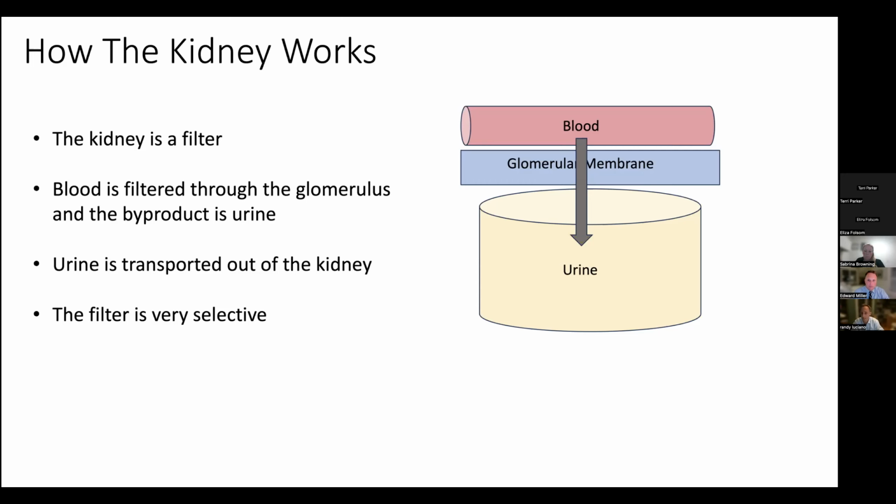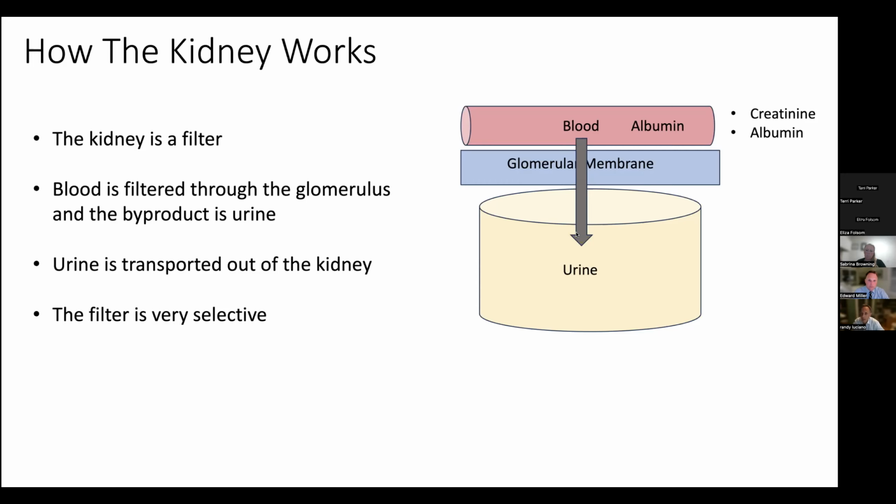This filter is very selective. Blood cells will stay in the blood, and protein should also stay in the blood. Protein should not cross this glomerular basement membrane and actually go into the urine. So if we see blood and or protein in the urine, it could tell us that this membrane or this filter is in some way damaged.